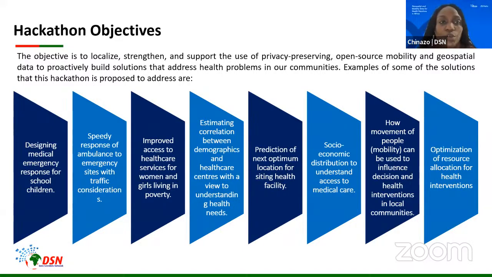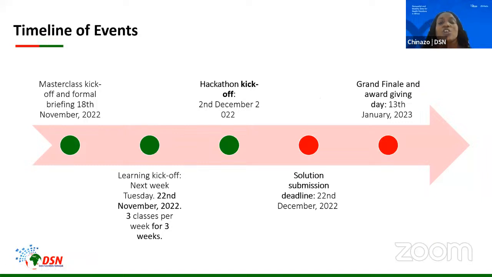And that's just to add to what Mr. Noel has said. So I will remind us of the timeline of events again. The ones in green are the actions or activities along our timeline that have been completed. We have the Masterclass kickoff, which led to the learning classes, learning how to use mobility and geospatial data to build solutions. That has been done as well. The classes are still ongoing. The last week for this class will be next week.